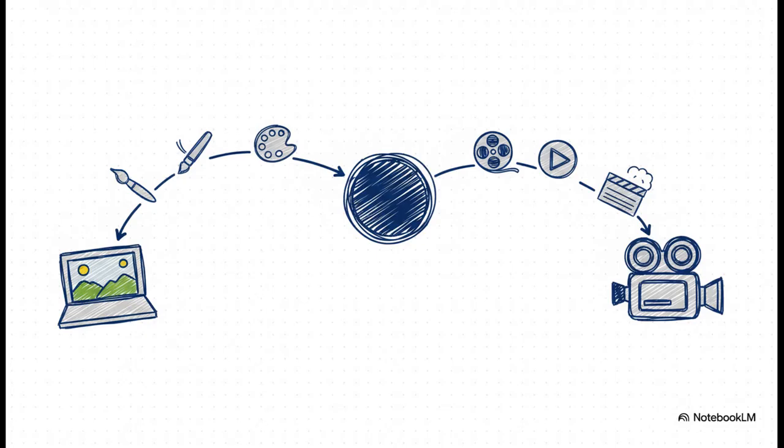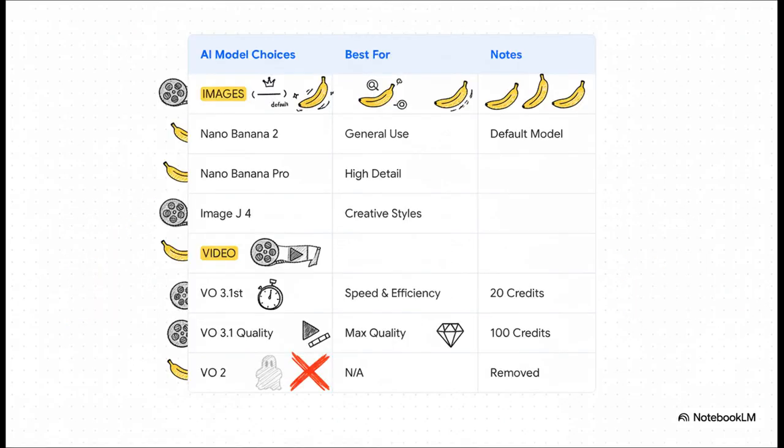Now here's a really big change in the workflow. Right from the very beginning, you have to decide, are you making an image or a video? Because that choice sends you down two completely different paths, each with its own dedicated set of AI models. So let's take a look at the new model lineup.